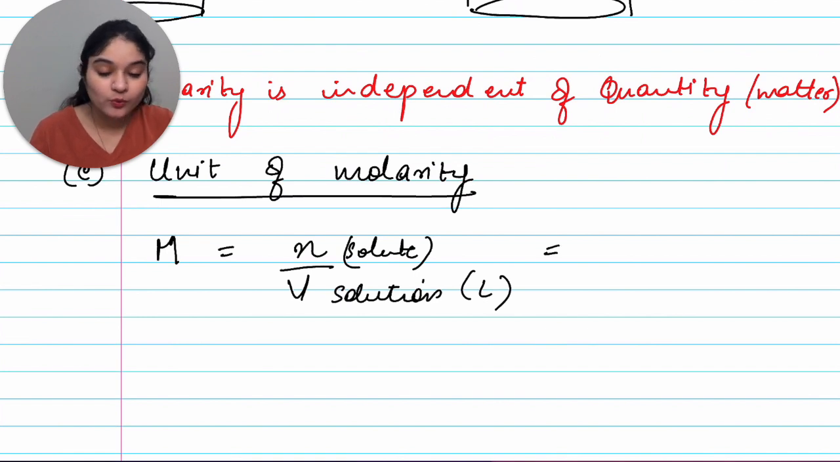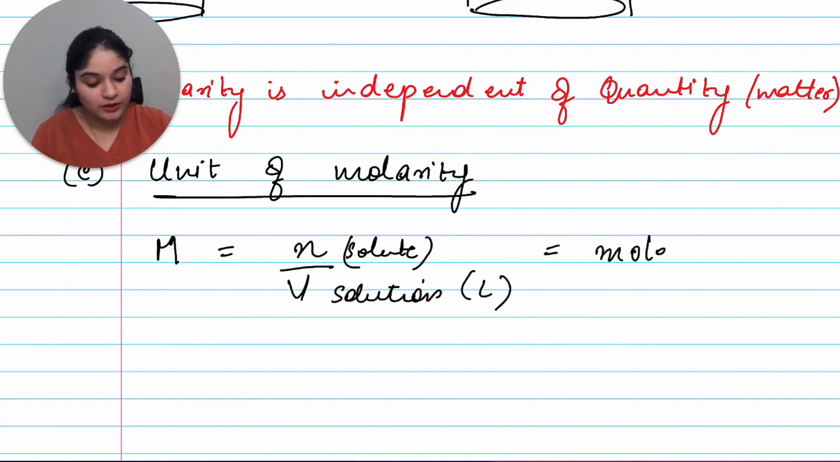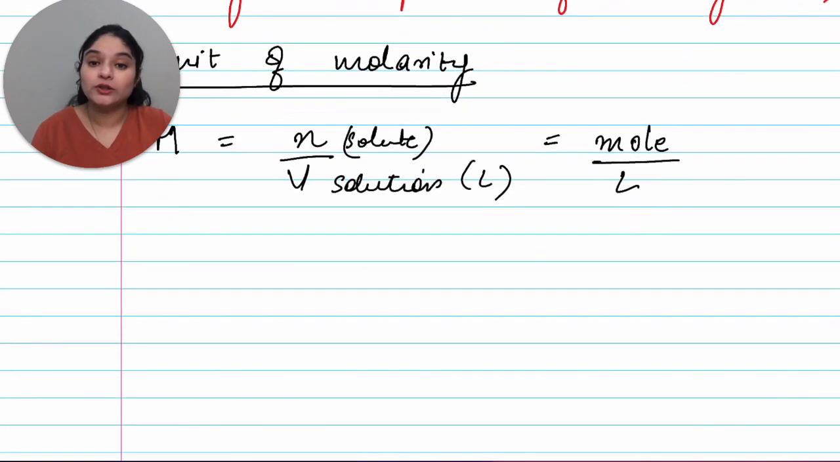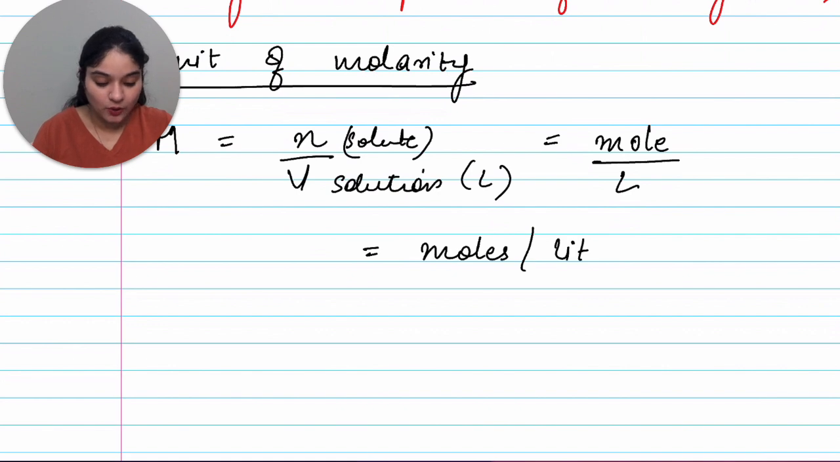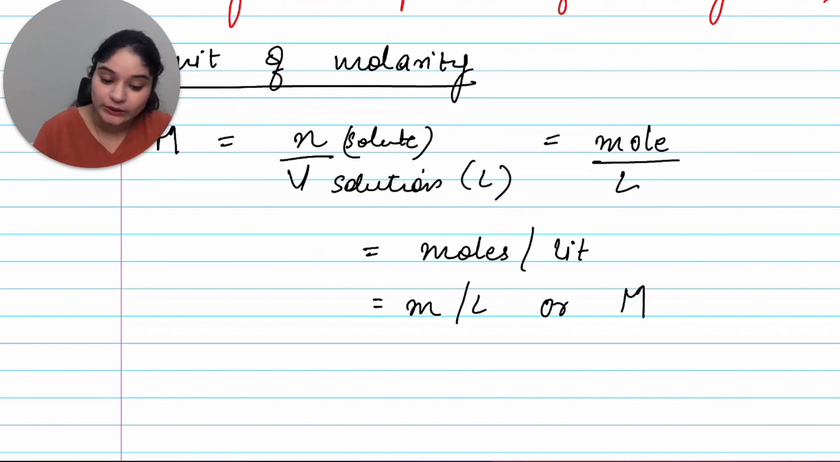Correct? What was our unit for number of moles? It was just moles. And the volume that you have in the denominator, the unit for that is liters. So the unit for molarity is moles per liter. This is your unit. You can also write it as M per L, or a lot of books also have them written as capital M only.